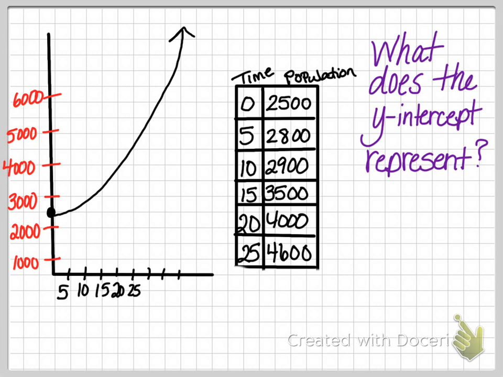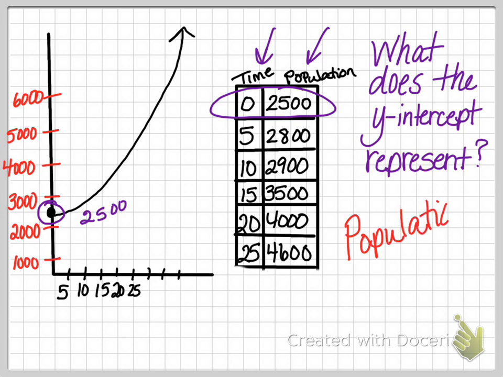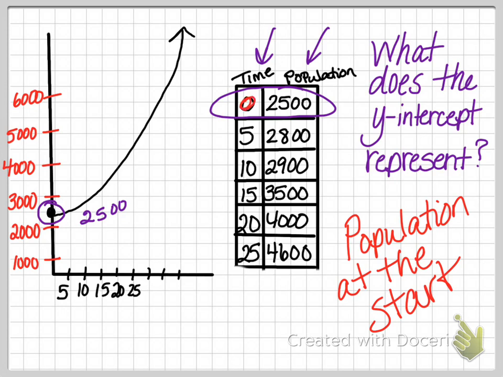So let's look at it. Here's the y-intercept right here. And it looks like if I look over here, it must be at 2,500. What does that represent? Looking at my table right here, what does that 2,500 represent? Yeah, hopefully you said the population when? At the start. That is the key phrase, at the start. Whatever this problem is, I have no idea. But I know that at time 0, the population is 2,500. So that means at the start of time, whenever this started, the population was 2,500.